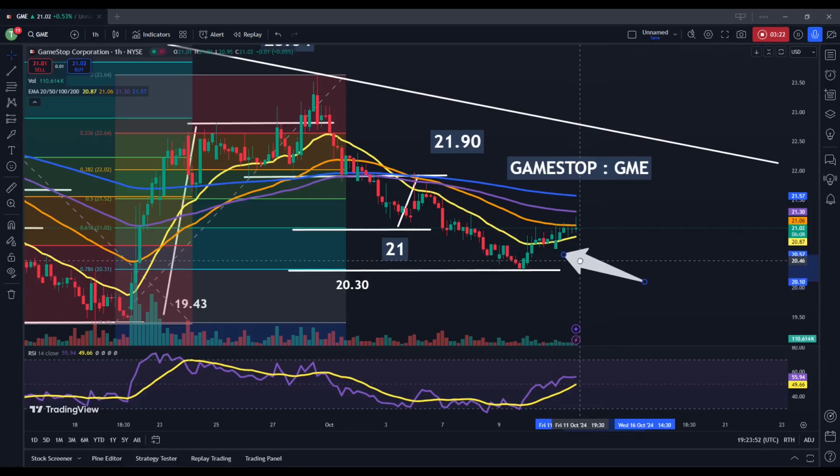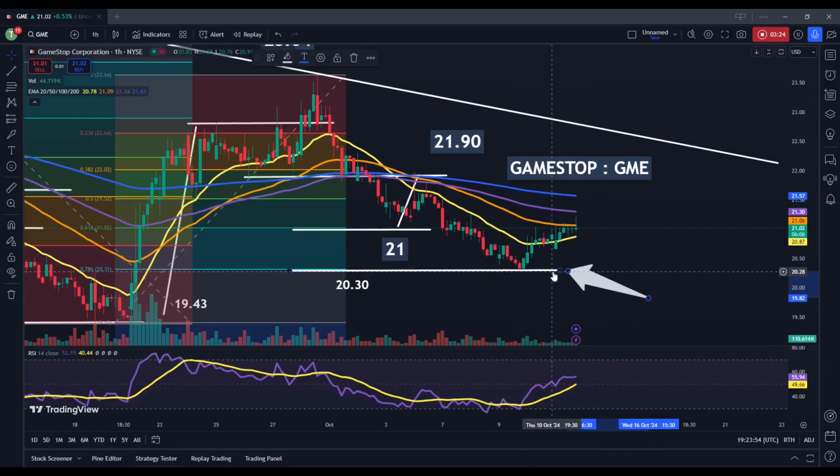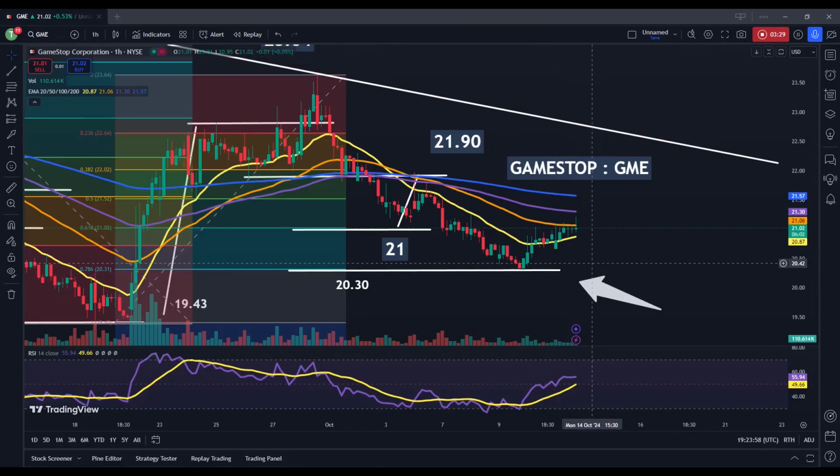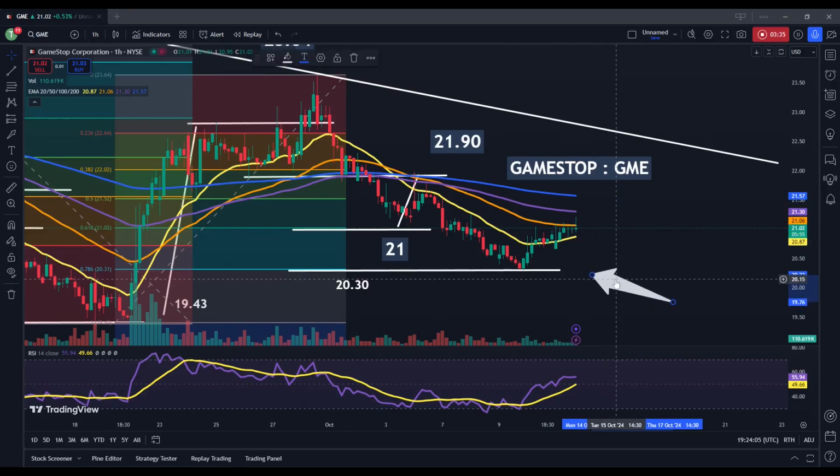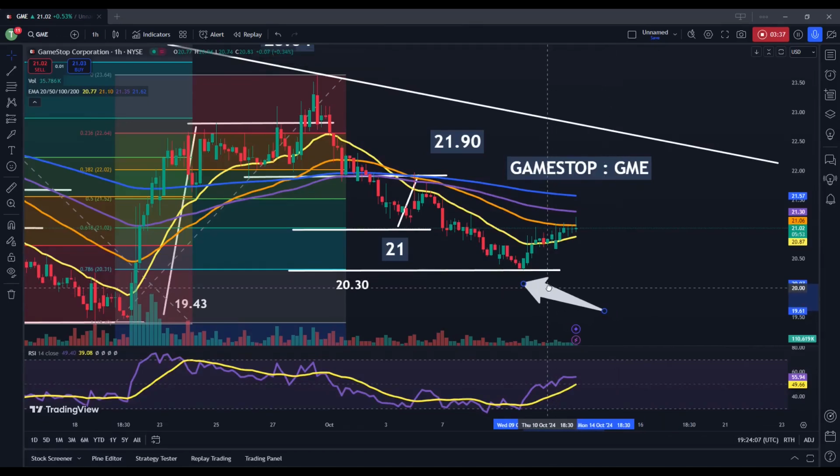So at the moment, clearly the level to the downside is $20.30. Could we start to see some bounce from that $20 in the event that we do break below here? I'm a little bit suspicious of that, because I think that we're going to start to see stop losses that are moved up to $20.30.